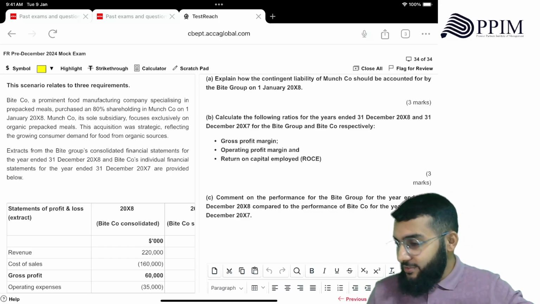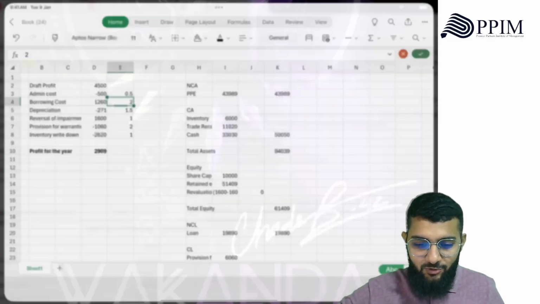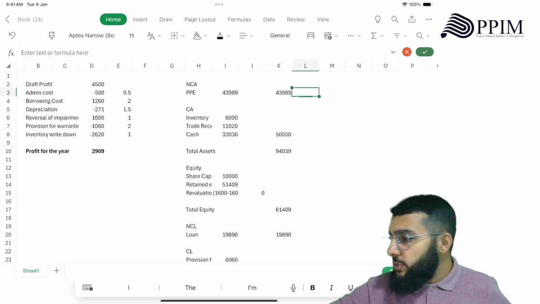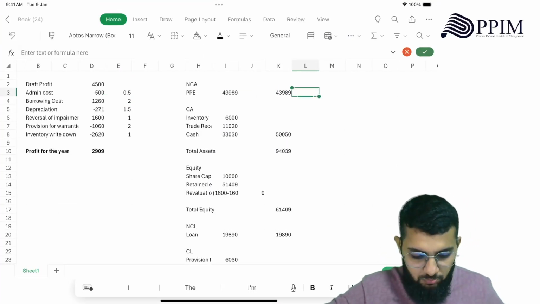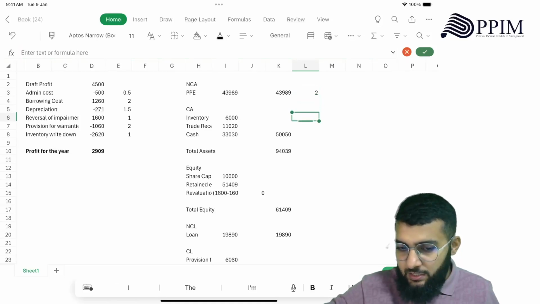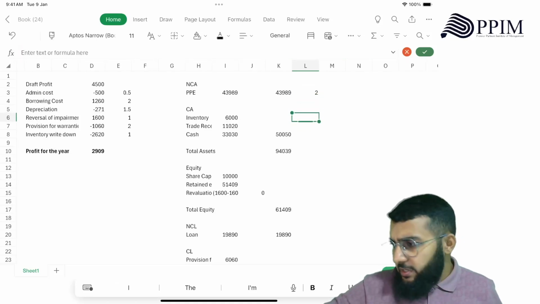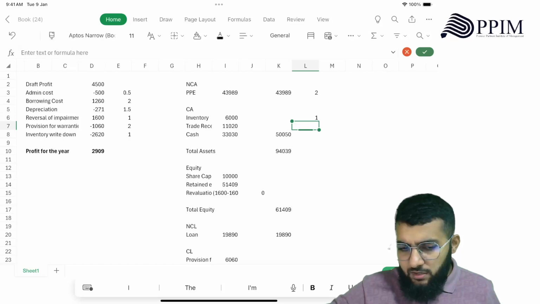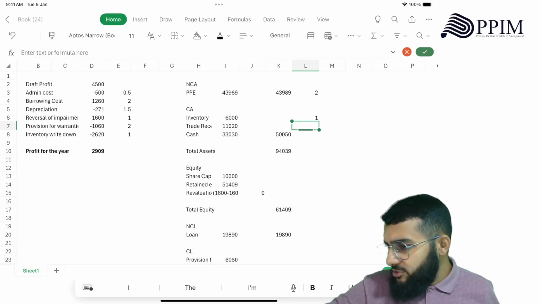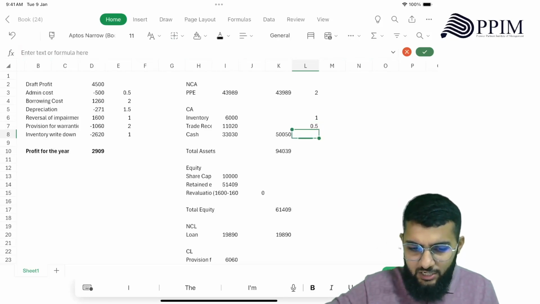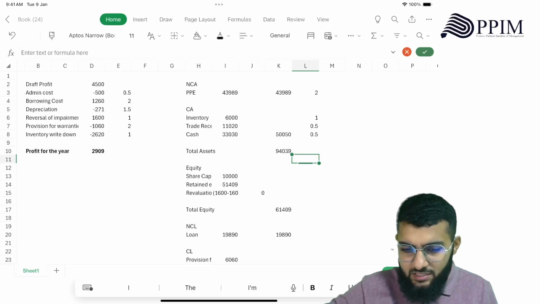SOFP. Yeah, so SOFP, let me quickly bring you the marks there. So SOFP, PPE gets you 2 marks. This gives you 2 marks. Give me a minute. Inventory gets you 1 mark. Trade receivable gets you 0.5. Trade cash gets you 0.5 marks.